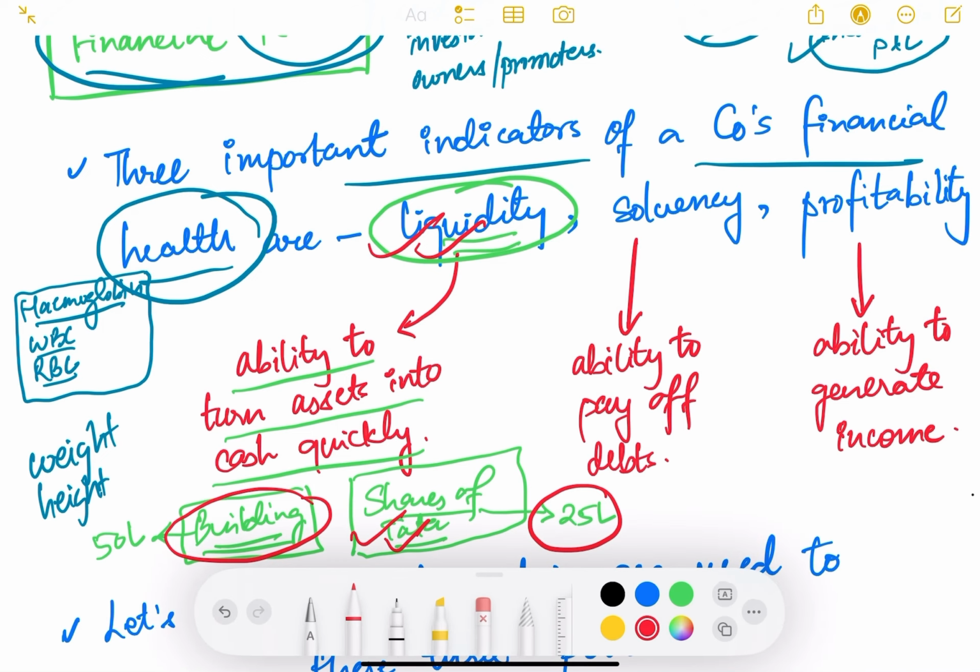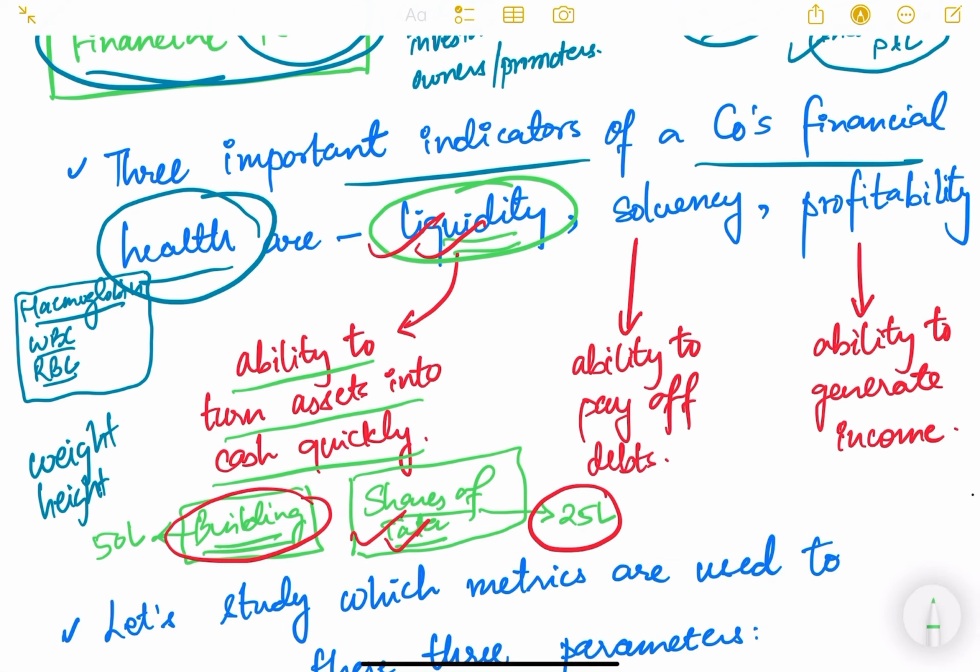Then the second thing that we have to look at is the solvency of a company. What is the meaning of solvency? Solvency basically means ability to pay off debts. So whatever debt, whatever credit you have taken from the market, from the banks, from the creditors, from the NBFCs, whether you are able to pay those debts or not. Whether you have enough assets, whether you have enough income or not to pay your debts. That is the meaning of solvency.